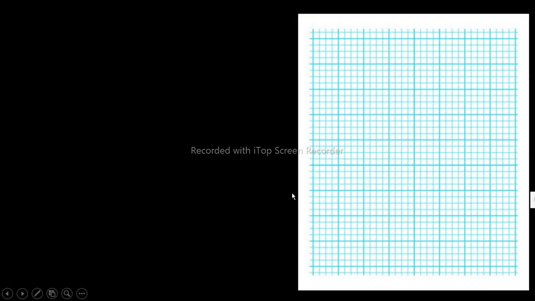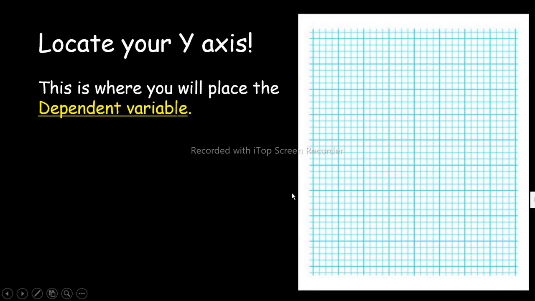Now, let's look at some basic skills that we need to plot a graph. The first thing you do is you locate the axis. And the axis, in this case, is either the y axis or the vertical axis. Vertical means erect or standing. And on the y axis, we put there the dependent variable.